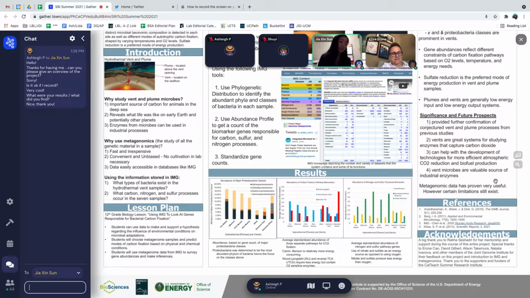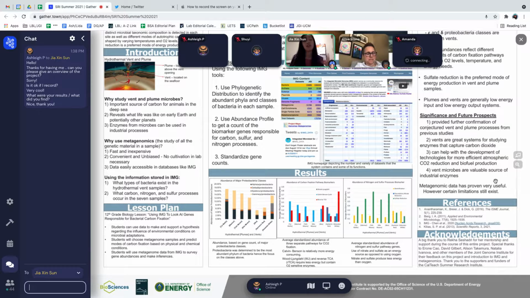First, imagine living in an environment that has no light, high temperatures, and high pressures. That is what living in a hydrothermal vent would feel like. Hydrothermal vents are areas in the ocean that emit a mixture of seawater and reactive elements. If you click into my poster, you'll see a picture under the introduction.